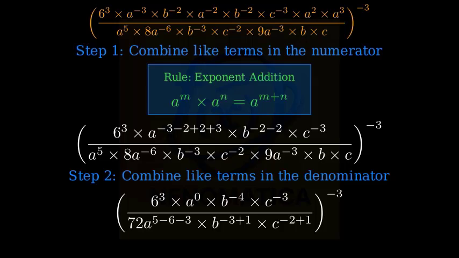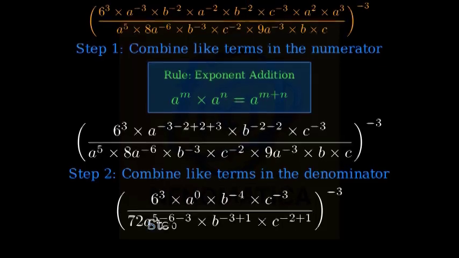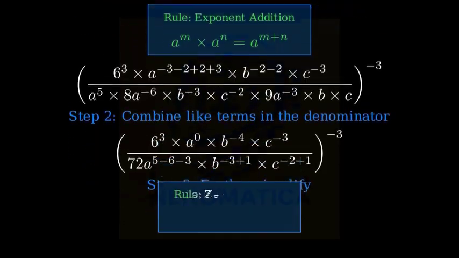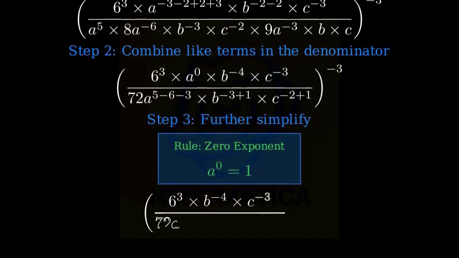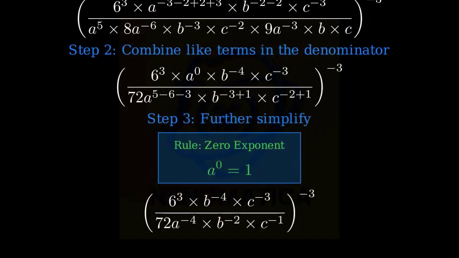For the b terms, we have b to the negative third power and b to the first power, giving us b to the negative third plus 1, which is b to the negative second power. Finally, we have c to the negative second power and c to the first power, combining to c to the negative first power. Now we can further simplify our expression. In the numerator, a to the power of 0 equals 1, so we can remove that term. The denominator now has 72 times a to the negative fourth power, b to the negative second power, and c to the negative first power.